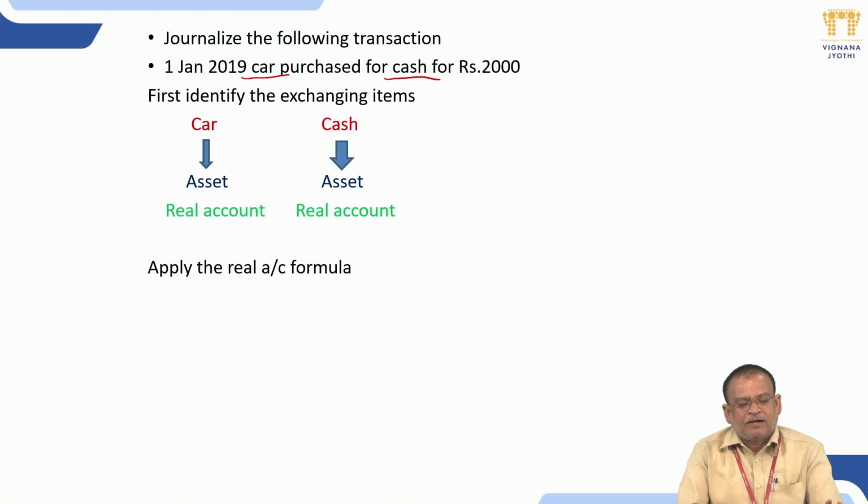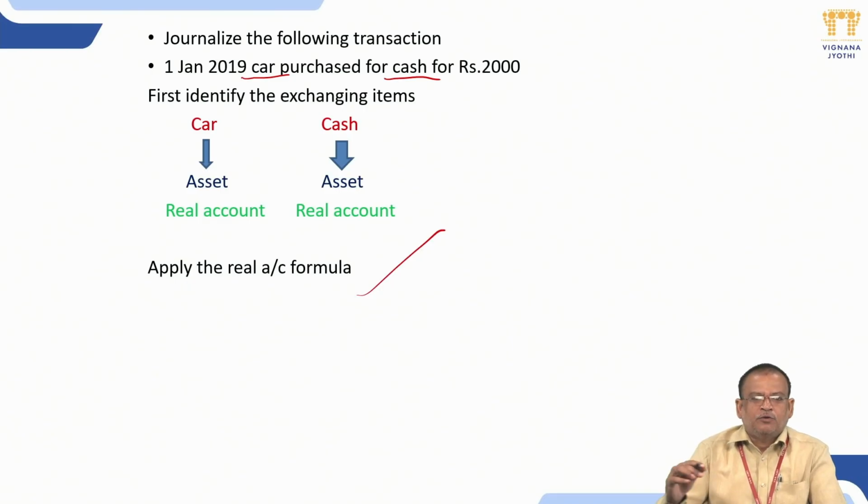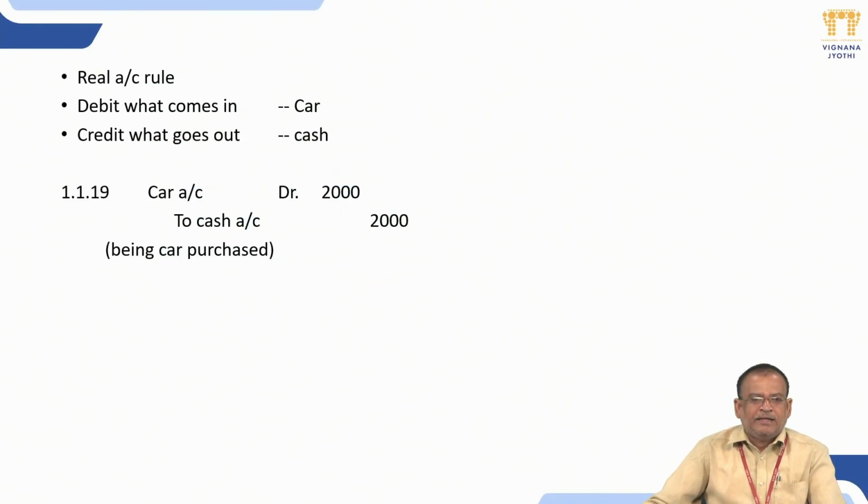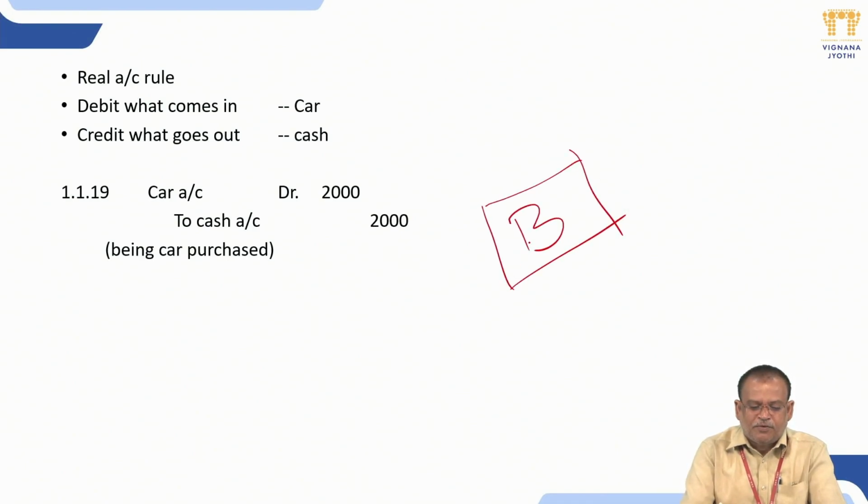There are three accounts we already discussed in the last slide: personal, real, nominal. All assets come under real account. The third step is to apply the real account rule. The real account formula is debit what comes in and credit what goes out. So we'll write the transaction. Debit what comes in. Whenever you are in the business, suppose this is the business.